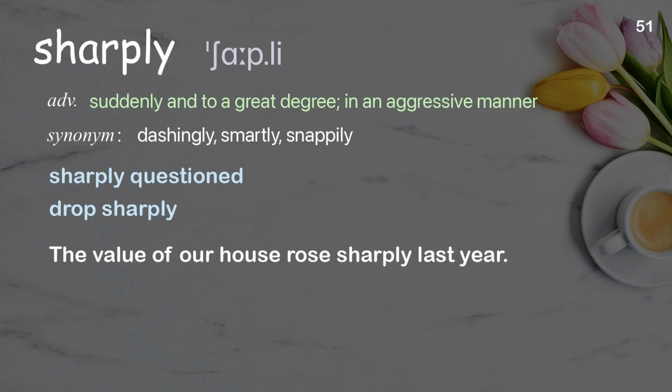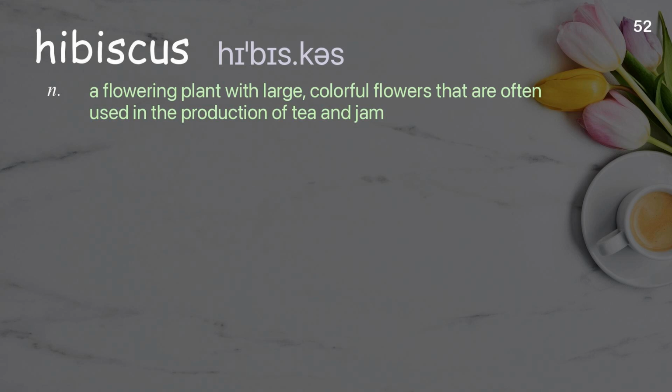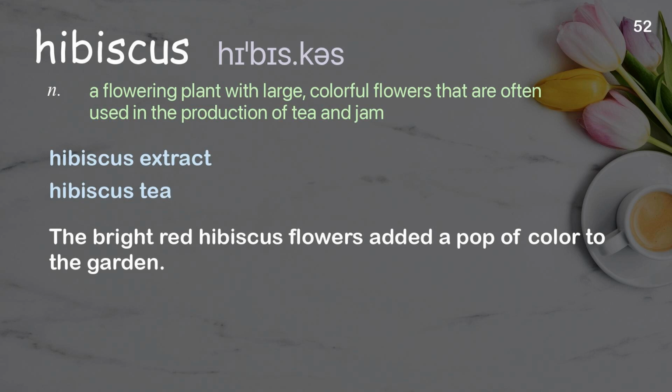Hibiscus. A flowering plant with large, colorful flowers that are often used in the production of tea and jam. Examples: hibiscus extract, hibiscus tea. The bright red hibiscus flowers added a pop of color to the garden.